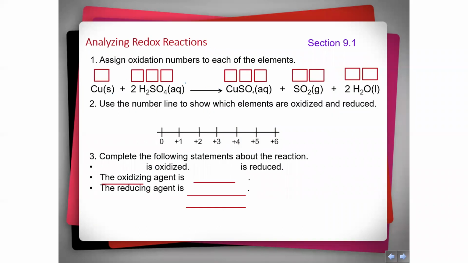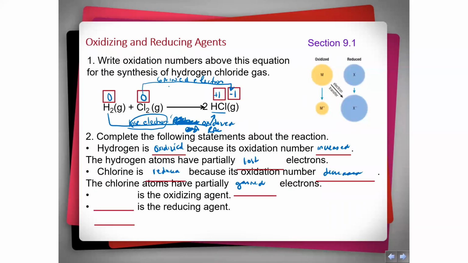So gain electrons is a reduction. So it was reduced. Therefore, it caused something else to get oxidized. So it is the oxidizing agent. Okay, whatever got reduced is the oxidizing agent. Whatever got oxidized is the reducing agent.